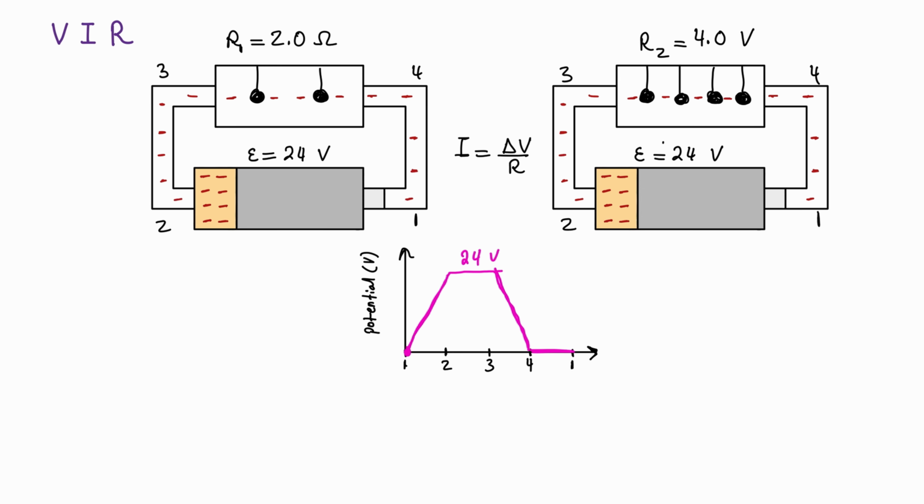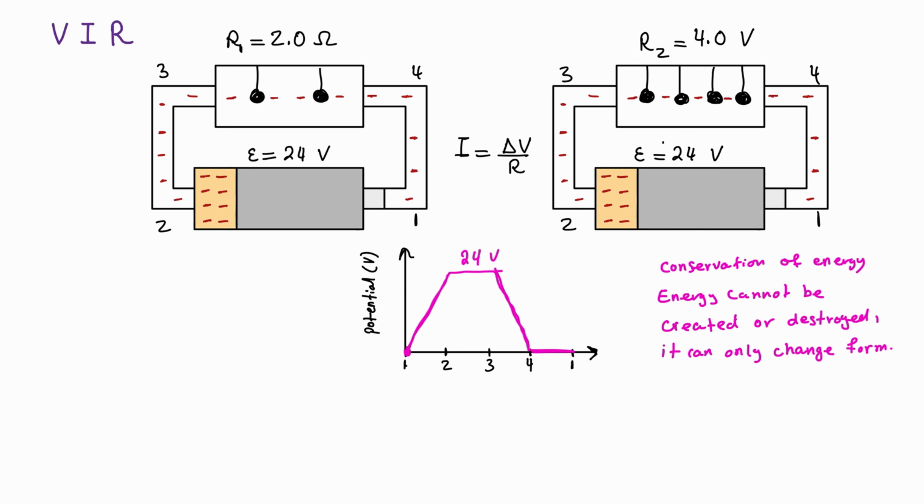Here, one other idea that I want to talk about before I forget is the idea of conservation of energy. And this idea says that energy cannot be created or destroyed, it can only change form. And that change is either from object to object or from type to type. So at this point, when the charges are coming in, they have zero electric potential energy. When they move through the battery, at this point over here, they gain electric potential energy. And that kind of turns into kinetic energy here.